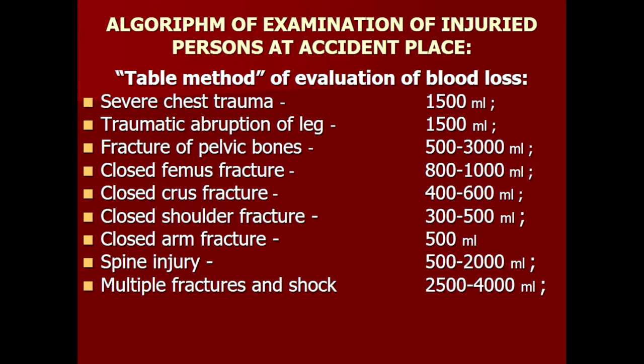Fracture of the ankle, 600 milliliters of blood loss. Closed fracture of the arm, 500 milliliters of blood loss. Forearm, 500 milliliters. Spine injury of the pelvis: if avulsion type, 500 milliliters. If more, 2 liters.